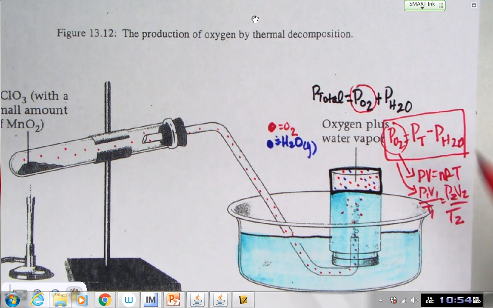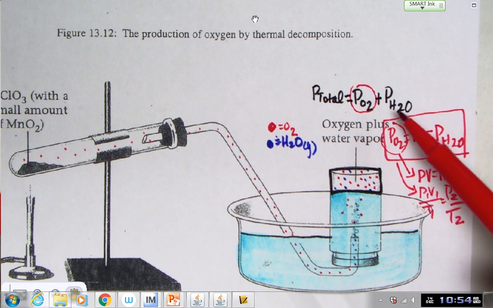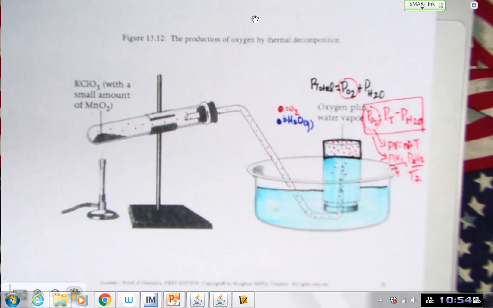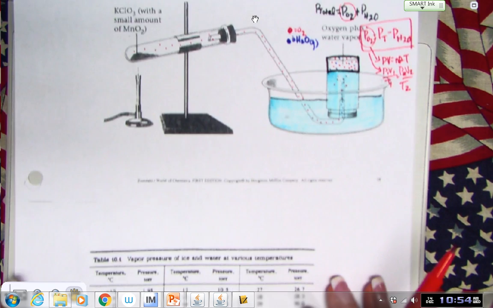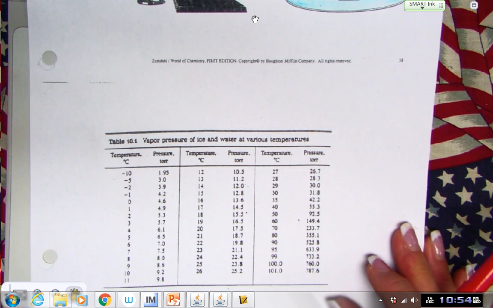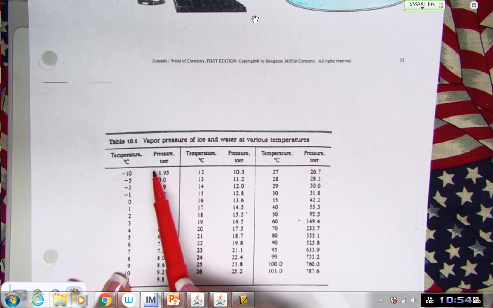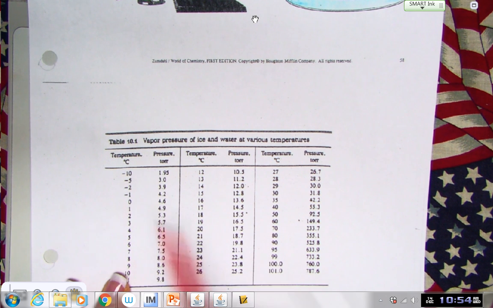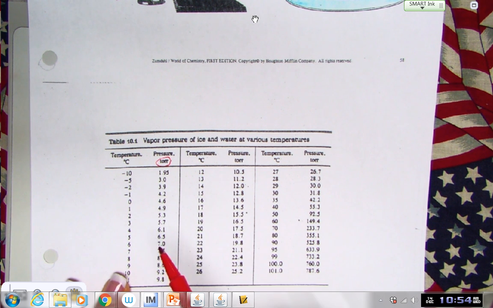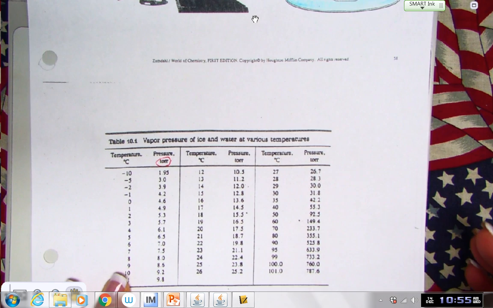Now you may be wondering, where are we going to find the pressure of water? Well, the handout that I've given each of you has, at the bottom of it, the vapor pressure chart. The vapor pressure chart has the vapor pressures of water at various temperatures, ranging from -10 degrees Celsius all the way to 101 degrees Celsius. Do pay attention that these pressures are in torr, so you need to make adjustments depending on the gas law you are using to make sure your units are in agreement with one another.